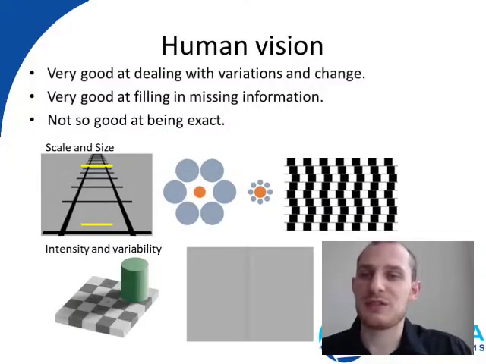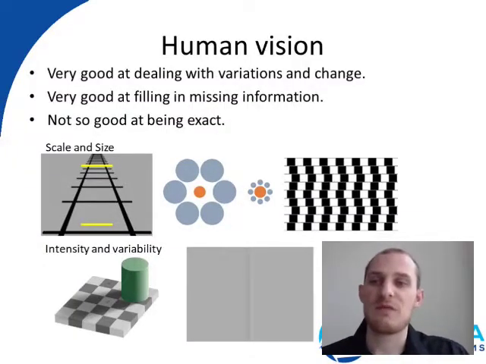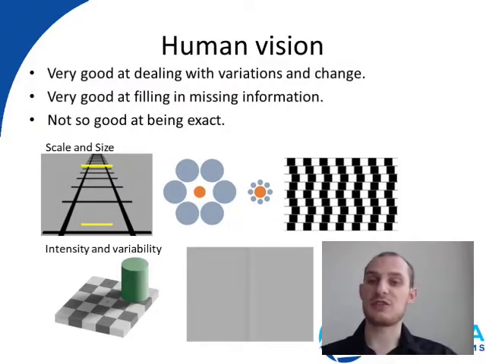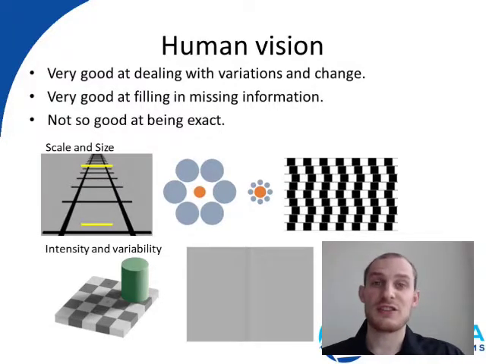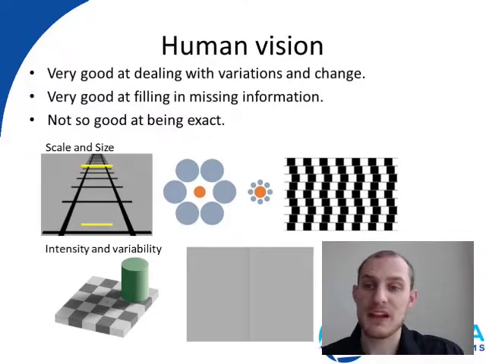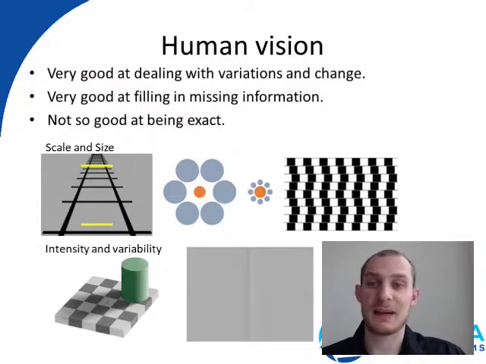So looking deeper into human vision, very good at dealing with variations and change, very good at filling in missing information. However, we're not so good at being exact. And I've got some optical illusions down here just to show you. So there's the bottom one, which has two shades of grey. Now, our eye is looking at that as two shades of grey. However, they're in fact the same colour. And there's a trick in the middle that's being applied that'll trick our brain to think that.